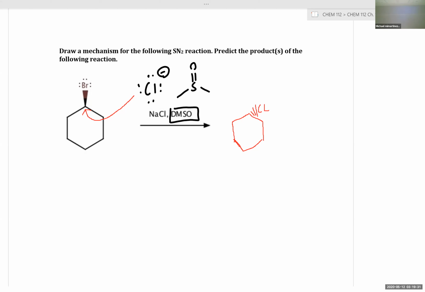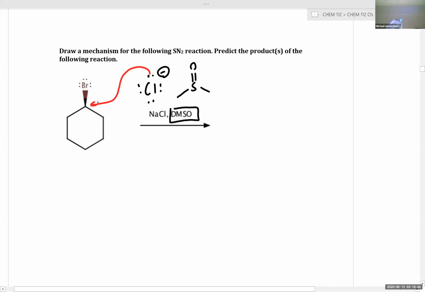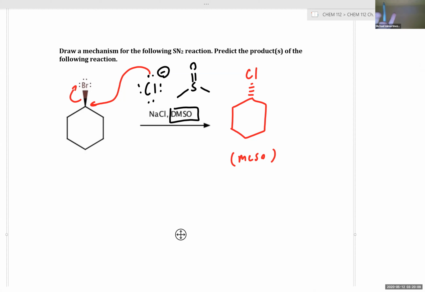Yep, perfect. So let's just draw out an instructor solution, but that mechanism looks perfect and the products are exactly drawn with inversion of configuration. So our nucleophile attacks our electrophilic carbon and bromine is displaced, and we end up with a product with inversion of configuration. Unfortunately, in this case, this substrate is meso, but we do get the point that if this substrate was chiral, then our product would also be chiral with inversion at the stereocenter.